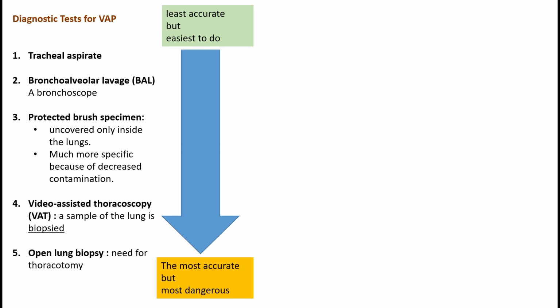Regarding the diagnosis of ventilator-associated pneumonia, we have 5 different ways. They range from the least accurate but easiest to do until the most accurate but most dangerous to do. First, we have tracheal aspirate, and then we have bronchoalveolar lavage, and then we have protected brush specimen, and then we have VATS, video-assisted thoracoscopy, in which we take a biopsy from the lung, and last, we have open lung biopsy, which needs thoracotomy.